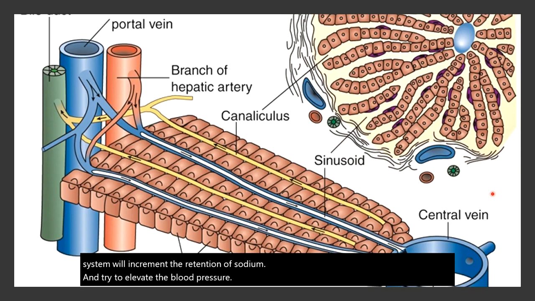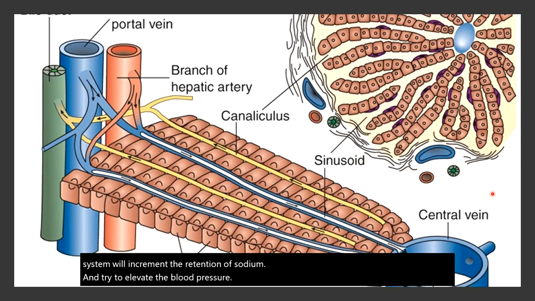A sinusoid in the liver is going to be disposed in different lobes. So each lobe of the liver will consist of rows of hepatocytes that will have canaliculi where the bile will circulate. Also, we're going to have sinusoids between each row of hepatocytes.